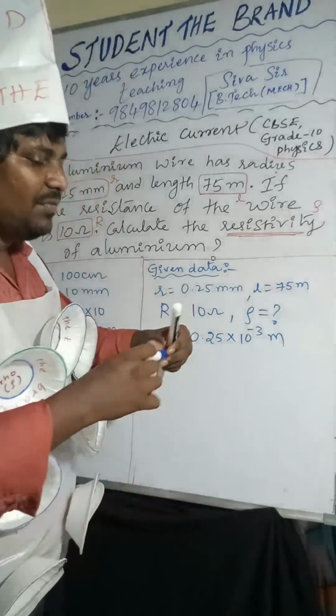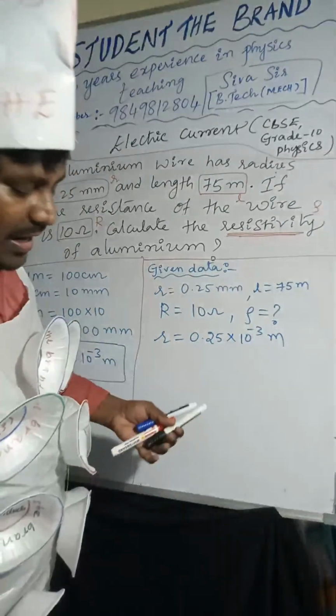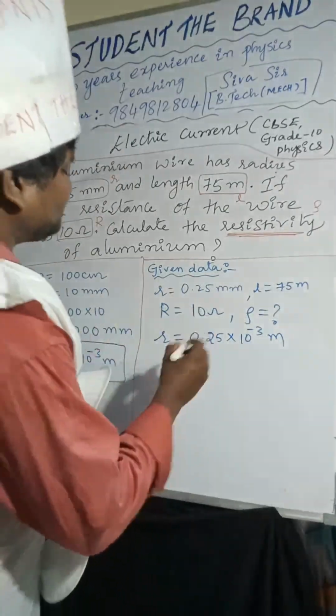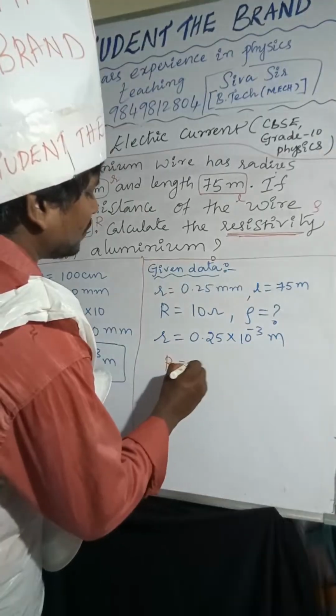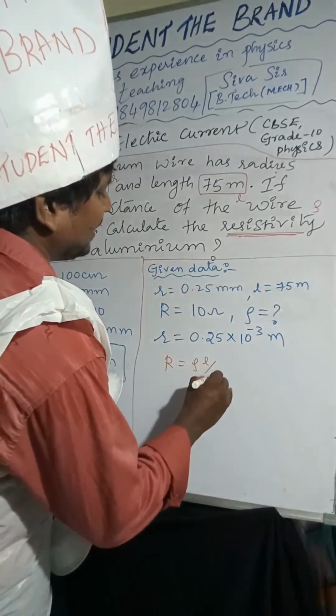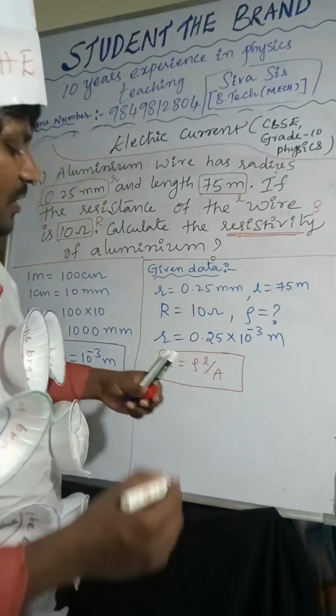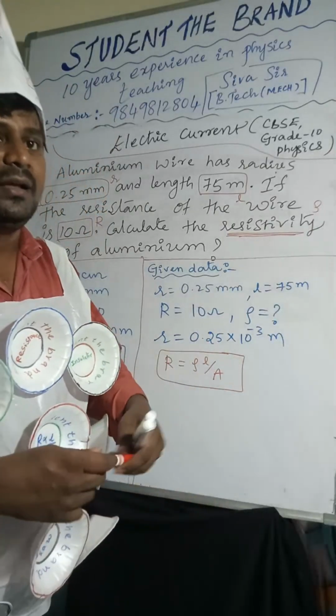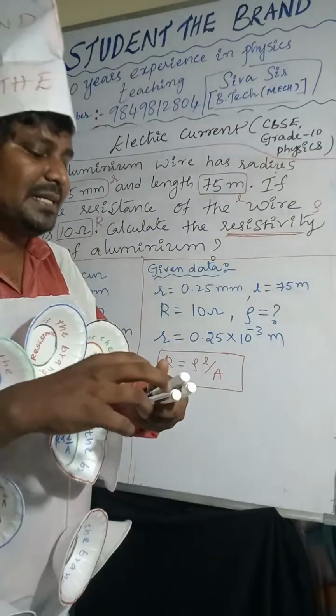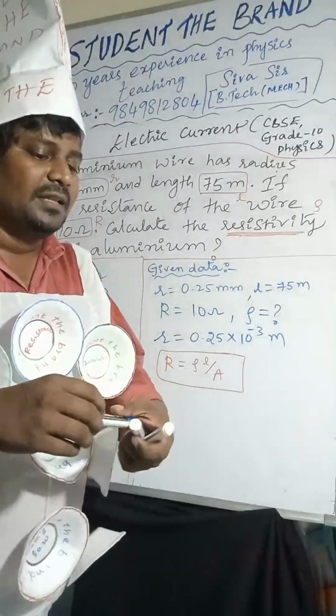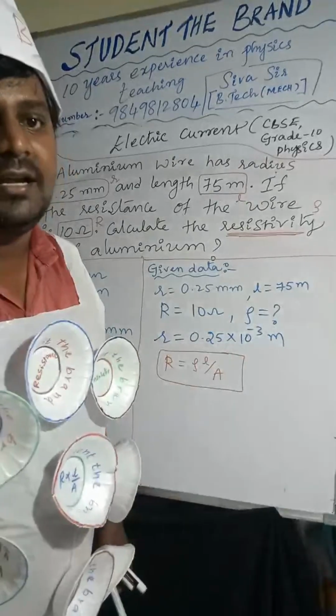What is the formula we have to use? Here we have to use the formula R equal to rho into L by A. This is the formula. Very, very important. Make sure that you are learning this point. You should keep it in mind. This question is very, very important.